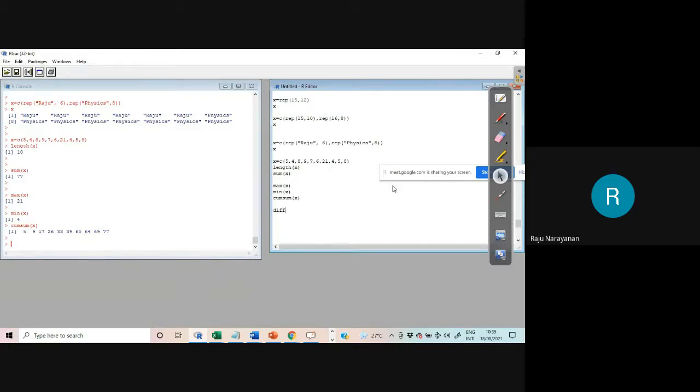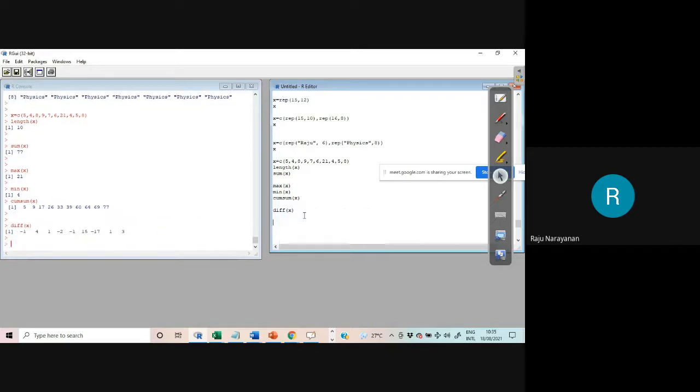Differences are needed for Newton's forward interpolation formula, backward interpolation formula, etc. We have to create a difference table. The second value minus the first value is the first difference. 4 minus 5 is minus 1, 8 minus 4 is 4, 9 minus 8 is 1, 7 minus 9 is minus 2, etc. Diff of the differences is the second difference.